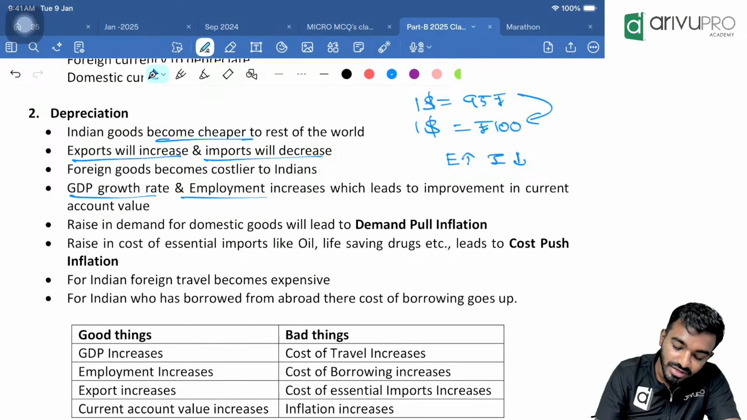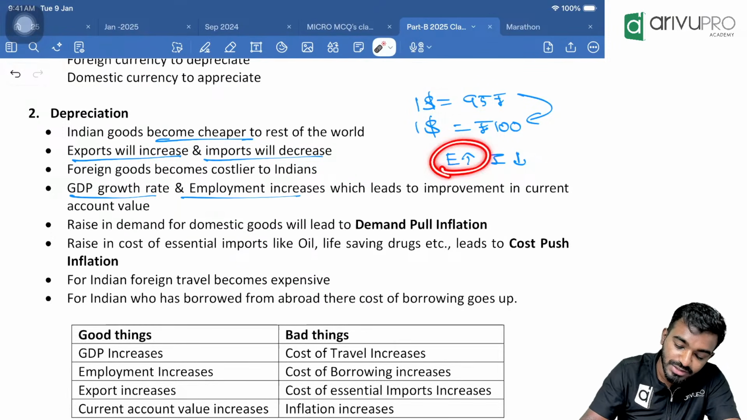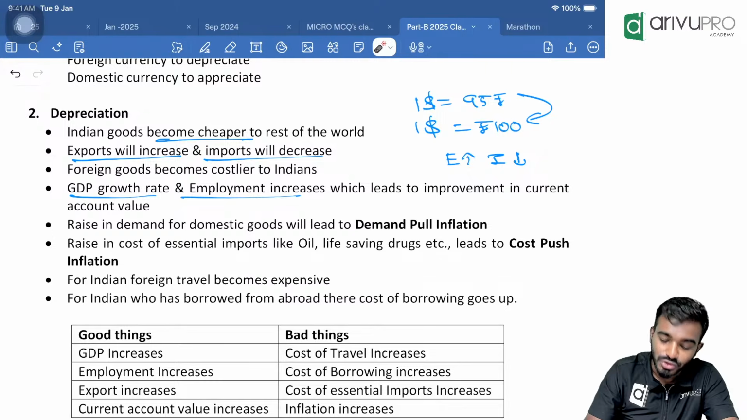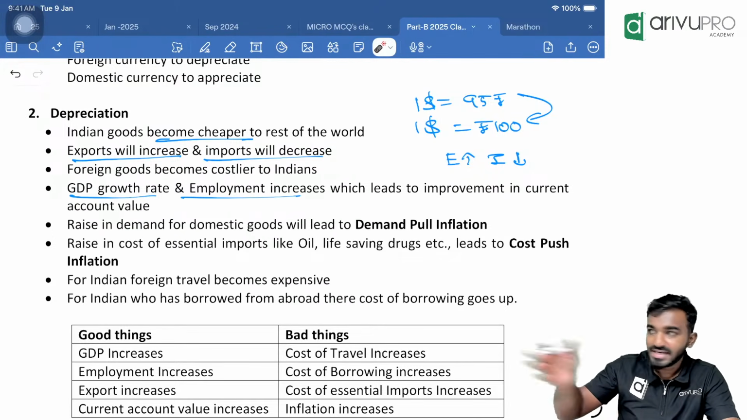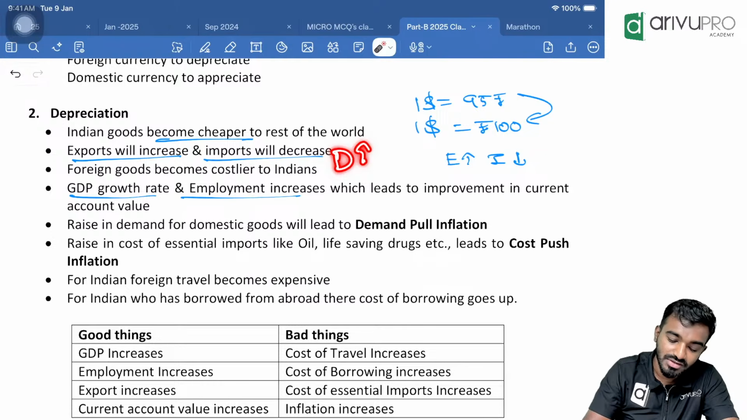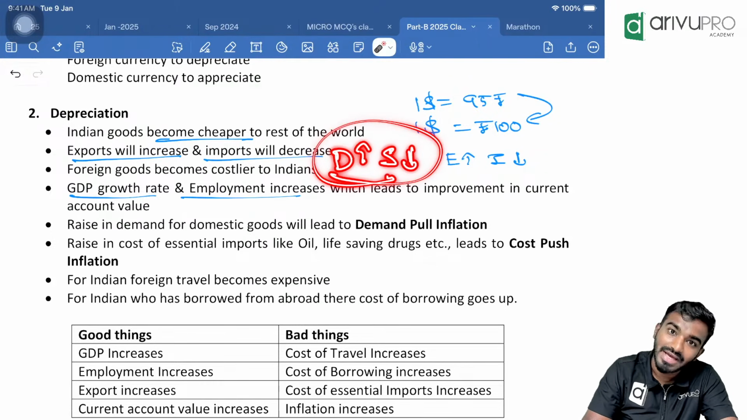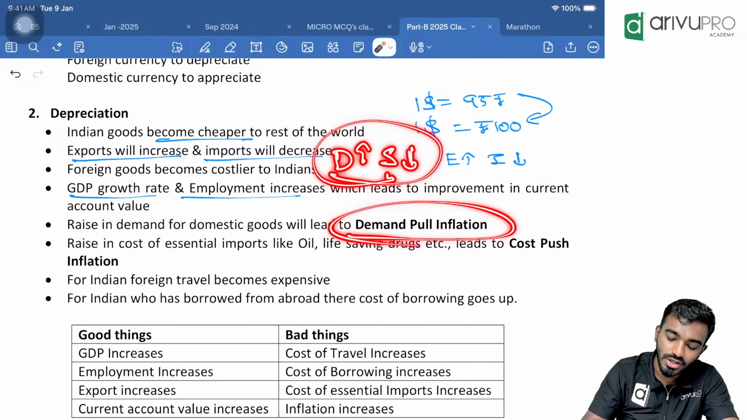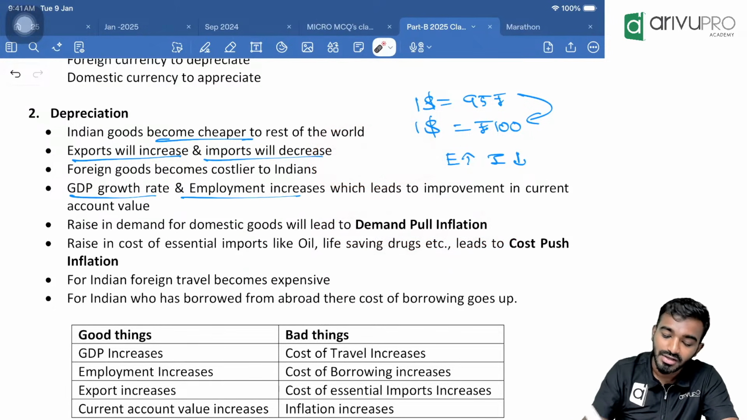So GDP growth will happen, and employment will increase because we should export more now, we should produce more, we should appoint more people. And since we are exporting more rather than selling inside the country, demand inside our country is also more, but we are not producing and supplying more. Because of that, in India, demand is more but supply is less. This will lead to excess demand and price increases. That is called demand-pull inflation inside the country. Since imports have become expensive, we are reducing them.